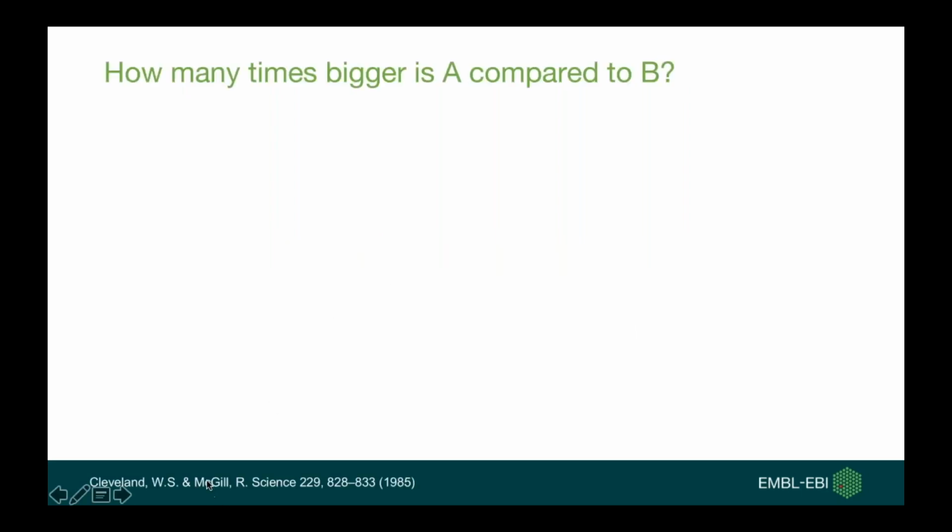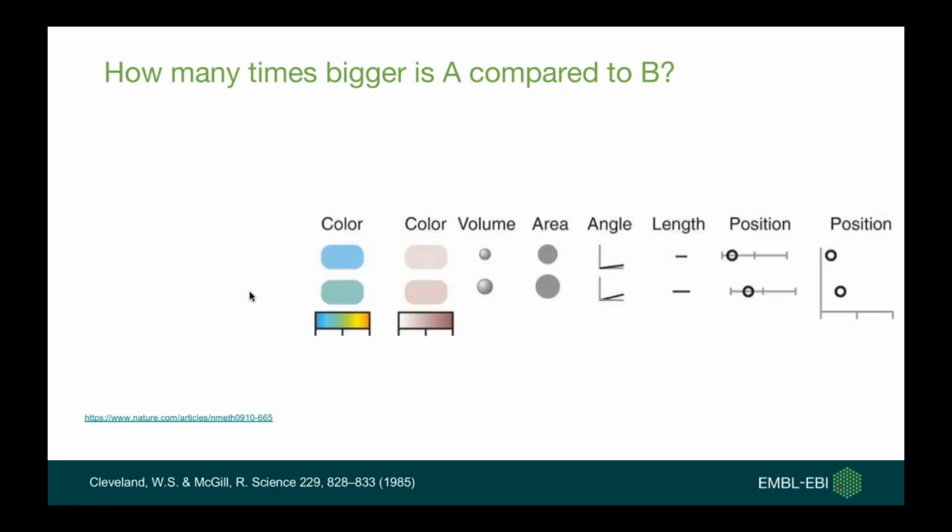Cleveland and McGill ran a study in the mid-80s where they effectively asked people to tell them how many times bigger A is compared to B. And they used different ways in which they encoded this difference. So, for example, you place items on a common scale and ask people to tell you how far away these two points are on the common scale.